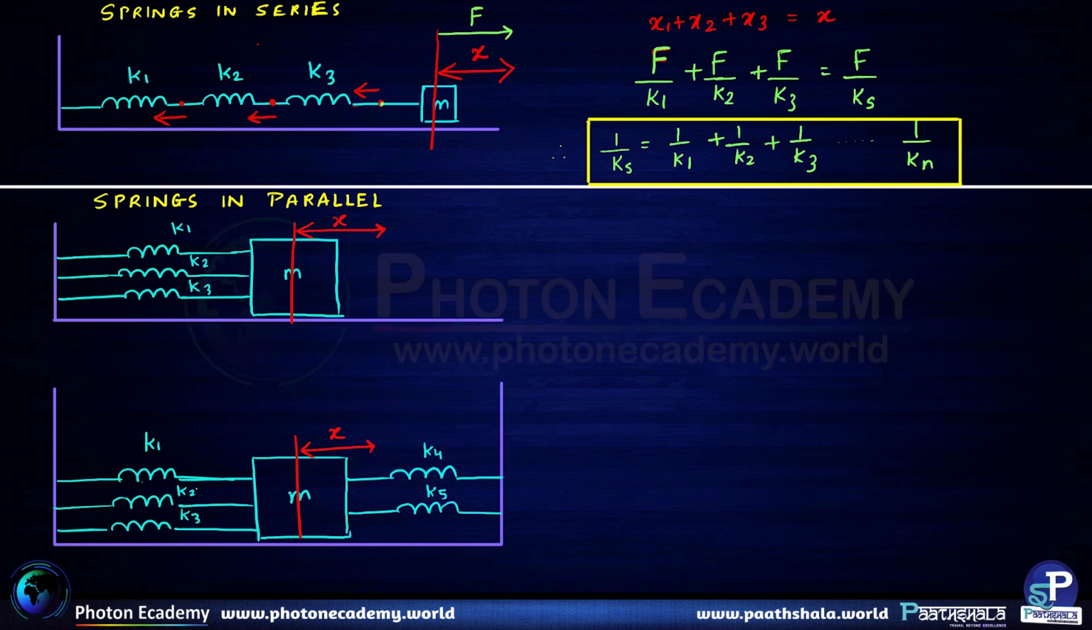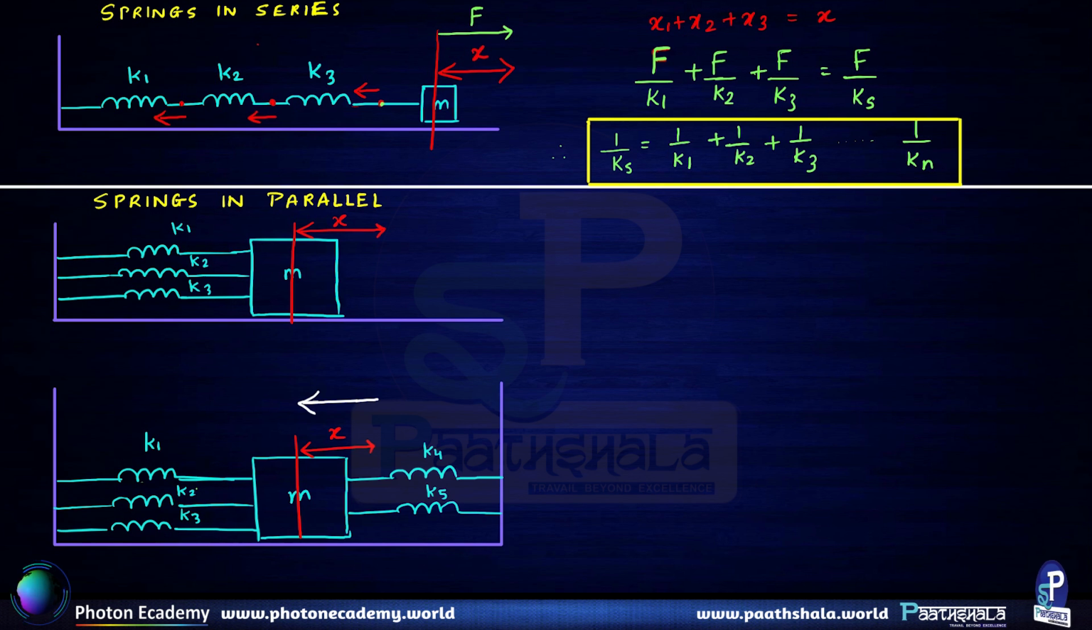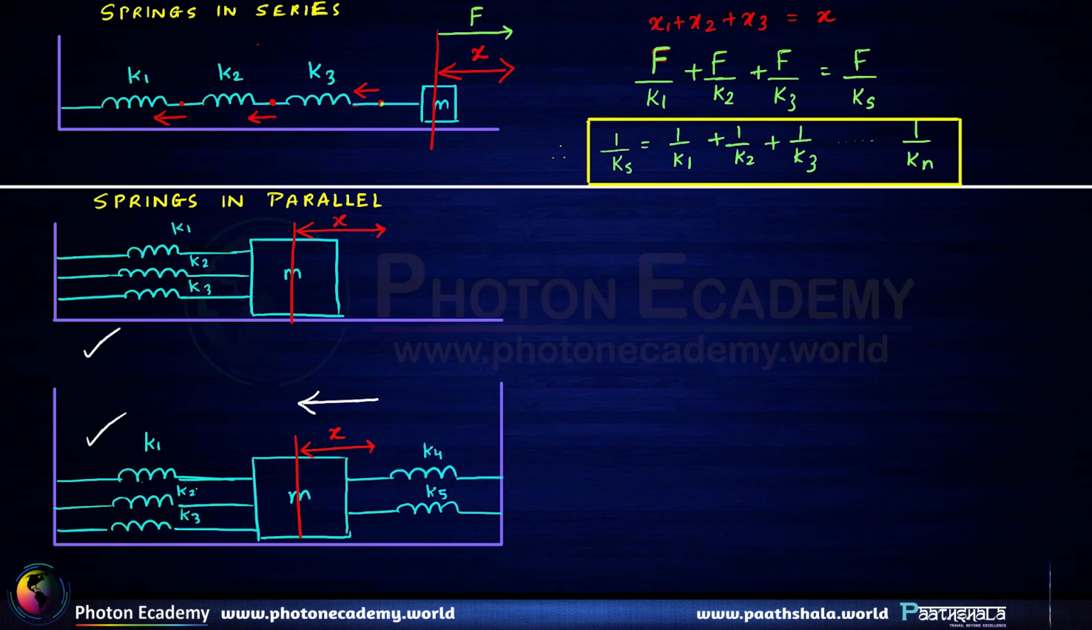So all k1, k2, k3, k4 and k5 will try to push this block away, because spring always tries to maintain its own natural length, and the spring, whenever compressed, tries to push away, and whenever extended, tries to pull the block and get back to its own natural length for minimizing the potential energy, which we know is half kx square. So basically, both these diagrams are considered to be springs in parallel.